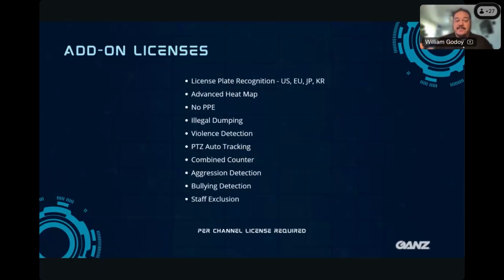These are some of the add-on licenses that you can add that are not included in these packages. One of the most popular ones now has been no personal protective equipment. That one is a key feature for safety, especially in the logistics environment. There's also illegal dumping and violence detection. You can do PTZ auto tracking, so if you already have a PTZ out there, you can have the AI box track an individual and use the PTZ to follow them with the analytics built in. There's also aggression detection and bullying detection. I think there are a couple more, but these are different licenses you can add on a la carte to the AI box.